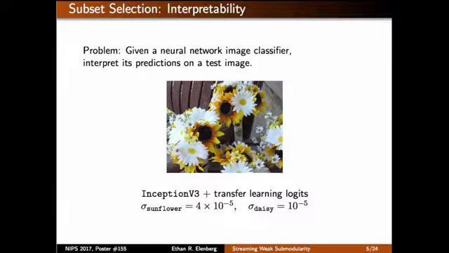So one concrete example of this is the problem of interpreting the predictions of a black box neural network. In this example, I retrain the Inception V3 neural network to classify images as one of 5 types of flowers. Now here's an example that contains both sunflowers and daisies, and I'd like to know why the network classifies this image as sunflower instead of daisy. So looking at the final logits, these are the 2 largest values, sunflower and daisy, and sunflower is about 4 times larger than daisy. But why?